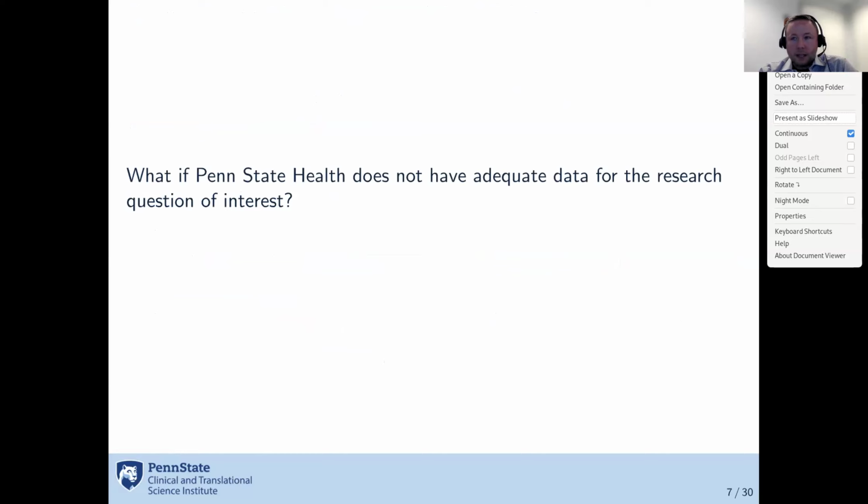But many times we see that the Penn State Health data is inadequate for some reason, for many different reasons. The most common would be just not enough patients for the clinical question at hand. So where do we go from there?